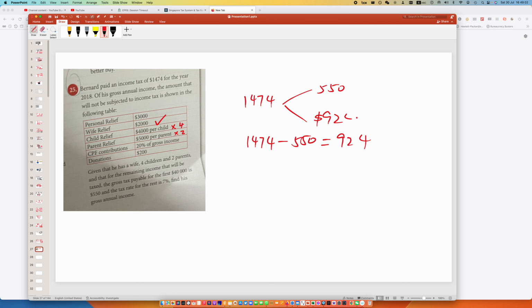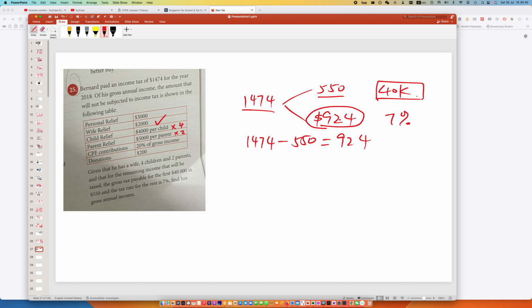Actually, for this question, the approach is more important than the answer itself. First thing first, he paid the income tax of this amount, right? Actually, the first 550 is paid because of the 40K. So basically, the person is definitely more than 40K already. And then the rest is 7%. So basically, the 7% will involve this 924.